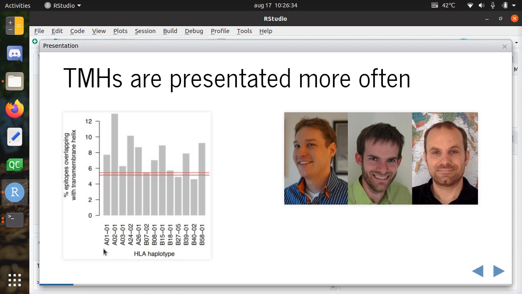So this is a bar chart in which we see the HLA haplotypes, so the MHC-1 complex molecules in humans. And here is the percentage of epitopes, peptide fragments of 9 amino acids long, that overlap with the transmembrane helix. These red lines are the percentages you would expect by chance. A rough estimate would be that 5% of the whole proteome in humans is a transmembrane helix. Then you would expect out of random peptide fragments that 5% is a transmembrane helix presented by the immune system. But apparently this value is higher. So apparently the immune system is more tuned, more attentive towards these transmembrane helices.